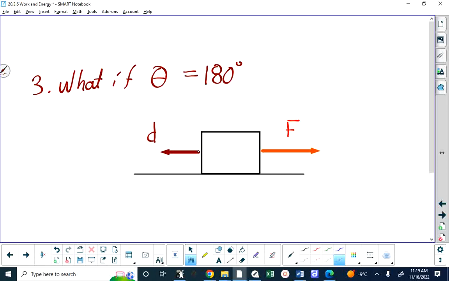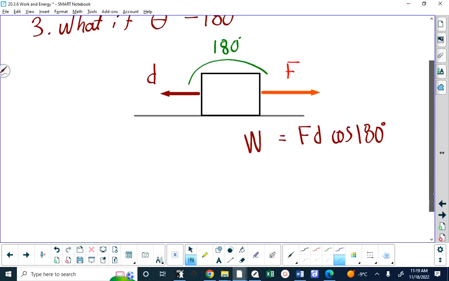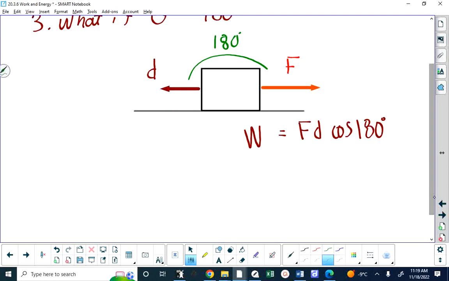So you're talking here about an angle between these two of 180 degrees. So this means the work done is FD cos 180. Now, unless you've taken Math 20, you're not used to thinking of cosine or sine or tangent of angles unless they're between 0 and 90. But go ahead and calculate the cosine of 180 degrees. It's -1.